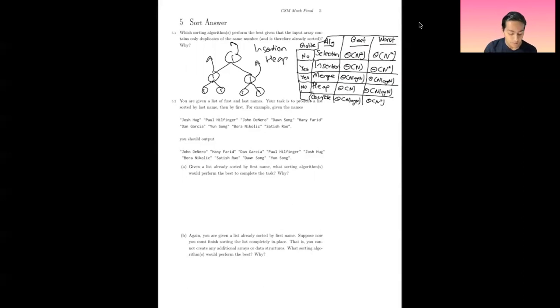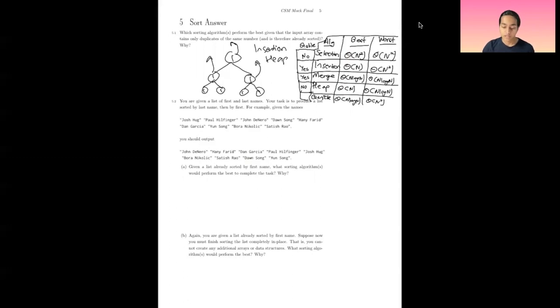If you see subpart A, given a list already sorted by first name, what sorting algorithms would perform the best to complete this task and why? In this case, we've done first before last. So what we need to be careful of is maintaining stability. Over here, we have two last names that are the same. Since we've sorted them both by first name, we want to make sure that when we're sorting by last name, this ordering remains the same. Even though they have the same last names, we want the relative ordering of these two to be the same, which essentially means we want it to be stable.